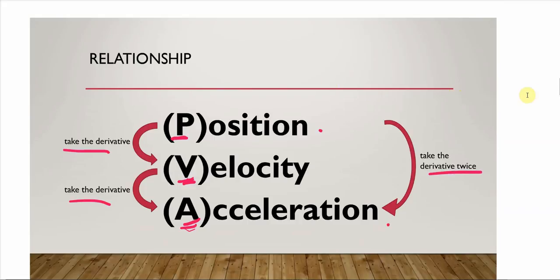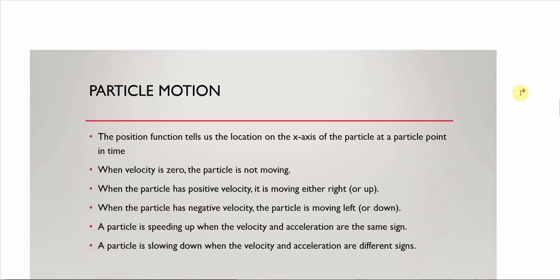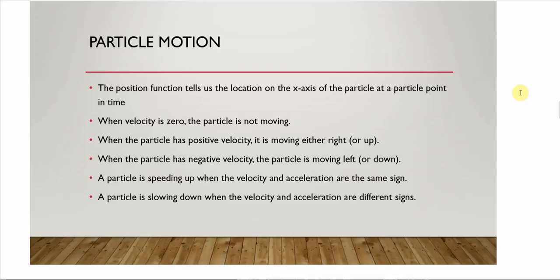Alright. Now, motion is tested a lot on the AP exam, and it's going to be tested on my exam. So what are the things that you need to know for motion? The position function tells us the location on the x-axis of the particle at any particular time, t. When the velocity is zero, that means there is no change at all. So that means that the particle is not moving.